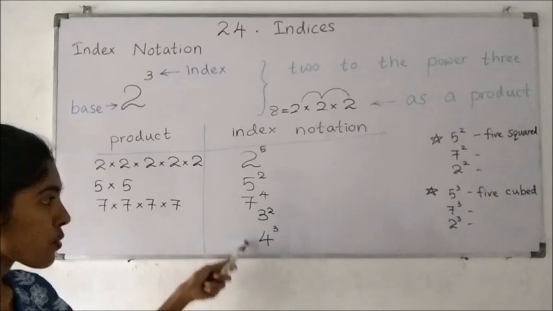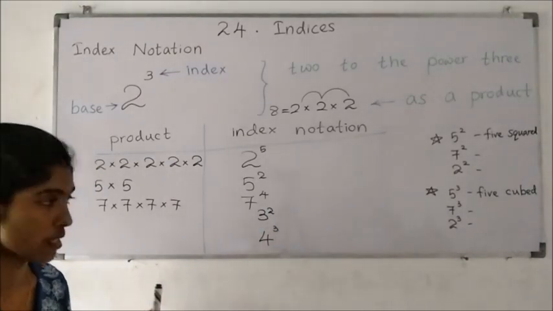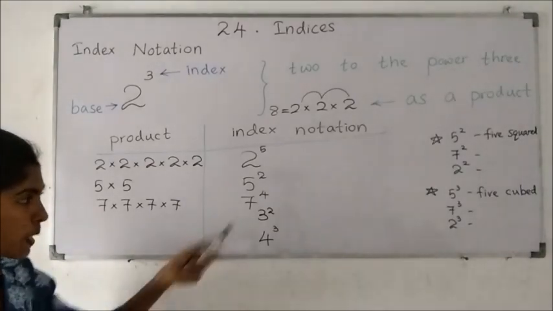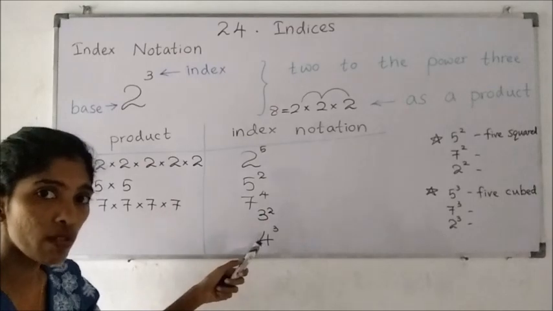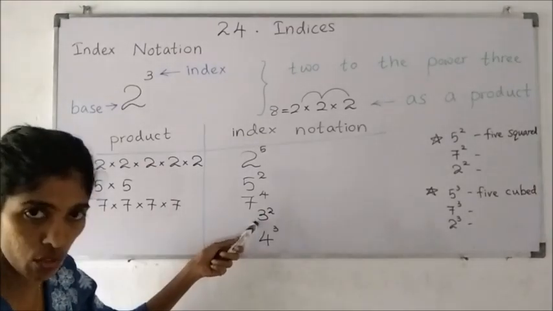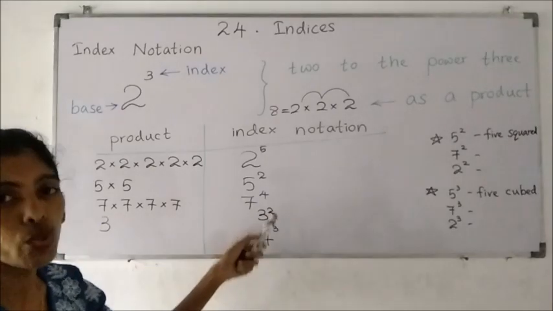Now you are given two numbers in index notation. We will write them as a product by expanding. We have 3 to the power of 2. That means what is the number we should repeat here? 3 should be multiplied, and how many times? 2 times.